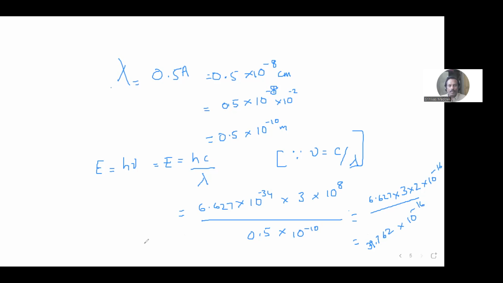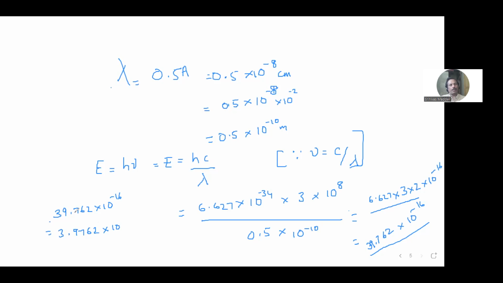Now what we will do is convert that into scientific notation. This value 39.762 multiplied by 10 to the power of minus 16, how will you convert that? You should write it in the form of 3.9762, so you have to shift the decimal to the left-hand side. So it is getting decreased, multiplied by 10 to the power of minus 16.